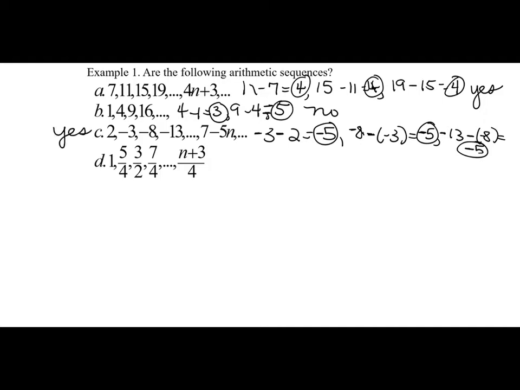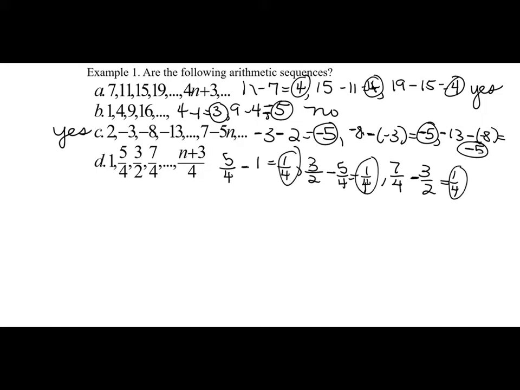And then lastly, I have 5/4 minus 1, and that's going to give me 1/4. And then 3/2 minus 5/4, and that's going to give me 1/4. And then I have 7/4 minus 3/2. That will also give me 1/4. Because I have a common difference that's the same, I say yes, this is an arithmetic sequence.